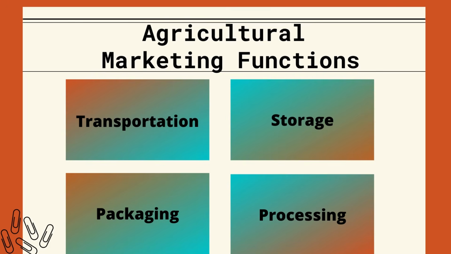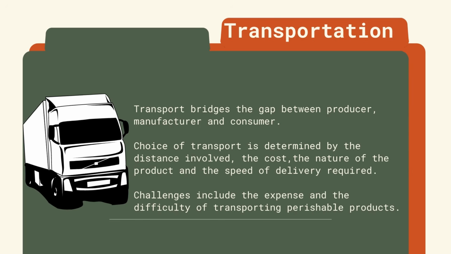Now, there are four main functions in agricultural marketing. Agricultural marketing performs four main functions. These include transport, storage, packaging, as well as processing. These are the main functions, and this is what you are going to be tested on when it comes to your final examination. So let's look at transport.